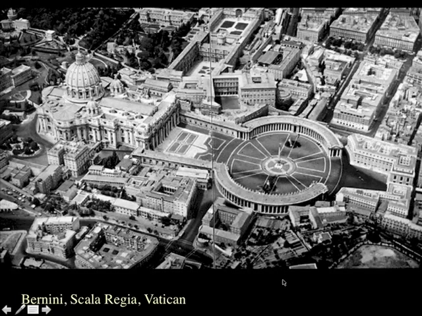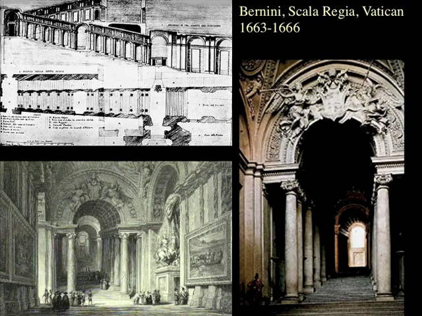The task that Bernini has is to make an entrance to the Vatican Palace. The Vatican Palace is up on an upper level, and the desire is to make an entrance more or less through here. So a big stair that gets you to the upper level of the Vatican Palace from the courtyard in front of the Vatican. What he does is he designs this dramatic stair called the Scalareggia, which basically means the royal stair. And he designs it in a theatrical way. What would we expect from Borromini? We would only expect that he would design it in a theatrical way.